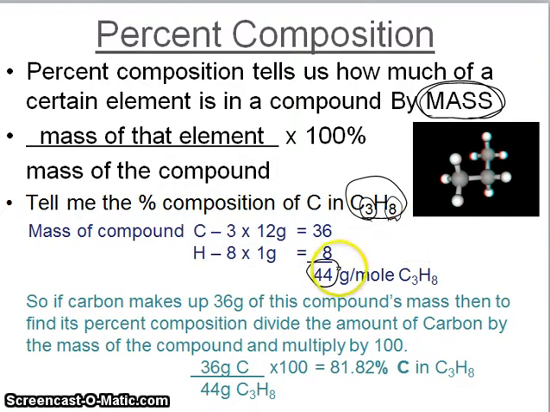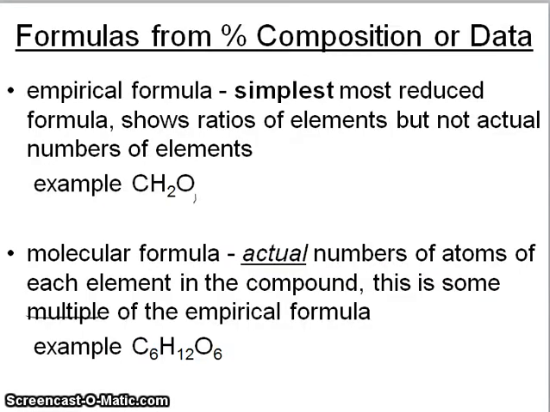That's what I call the whole. The part of it that is carbon is this 36. So down here at the bottom, when you take the part divided by the whole times 100, it's actually about 82% carbon and the rest being made up of hydrogen. What we're going to do today is take those percentages, work backwards, and get formulas. So the first thing we need to lay down is what an empirical and molecular formula is.